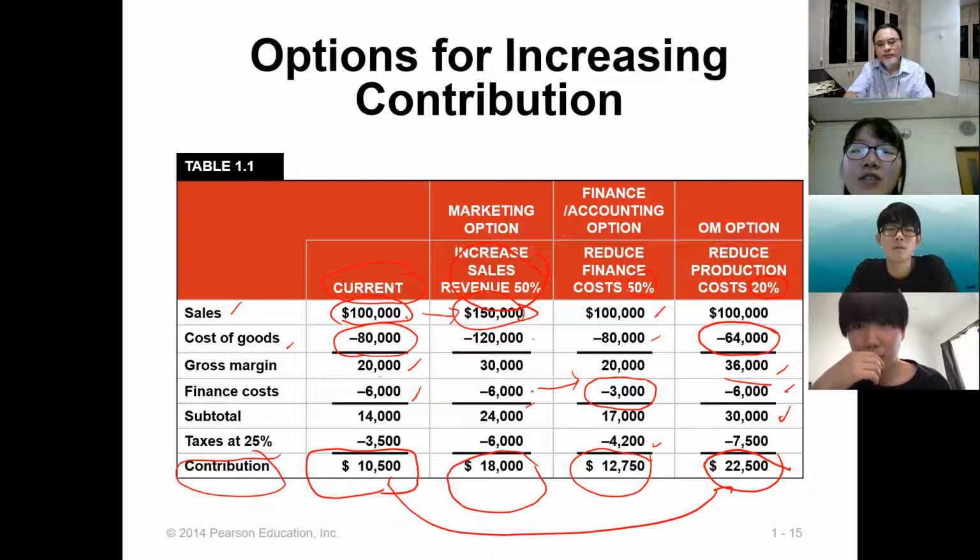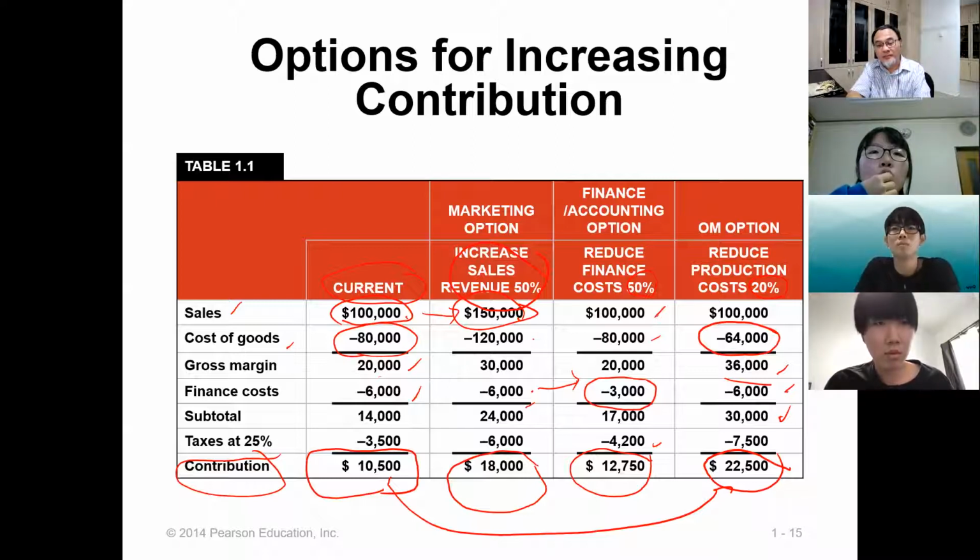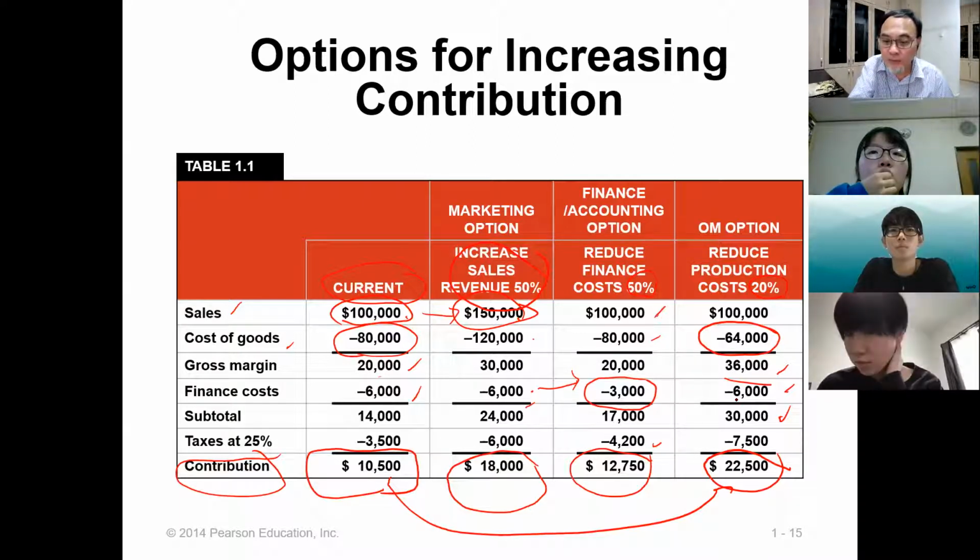So do you have any question on this? Do you have some doubt about this? Are you comfortable with this calculation? Do you know where you can get the numbers from? Simple, right? This is straightforward.